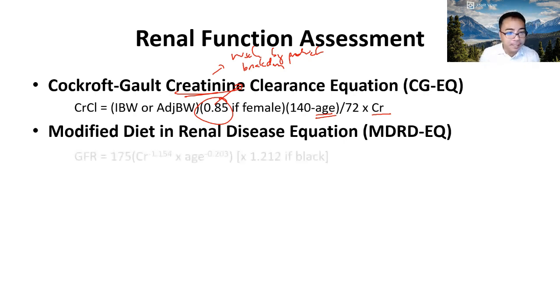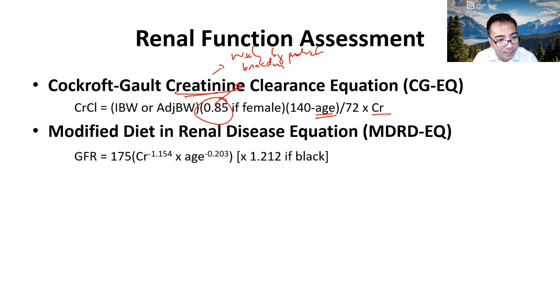Now, for the MDRD naman, class, that's 175 times serum creatinine raised to negative 1.154 times age raised to negative 0.203. Now, if the patient is of African American descent, the GFR should be multiplied by 1.212 because African people daw tend to be larger in build. Okay, mas marami silang muscles. Right? And then, if female naman, multiply by 0.742.